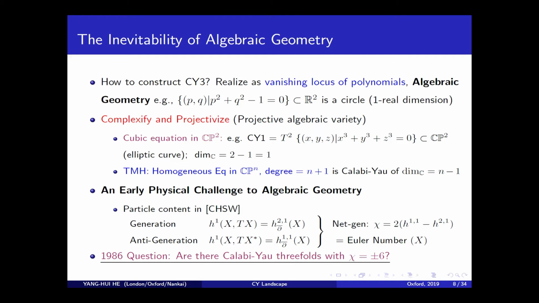Okay, so let's just keep on playing this game. And it turns out that Calabi-Yau manifolds are just degree n plus 1 polynomials in CPn, if you want, for the mathematicians in the audience.